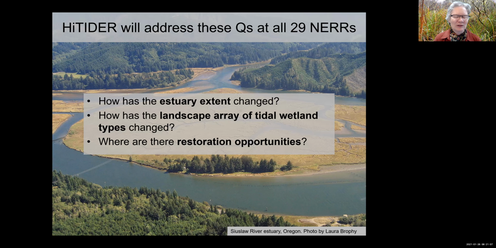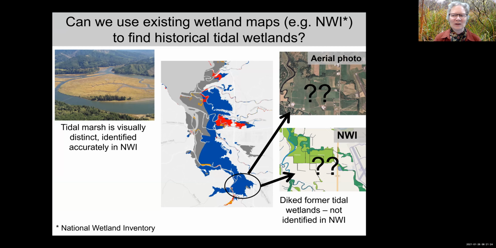We develop this kind of information not from existing data sources, because those that exist are not appropriate to our purposes. For instance, the National Wetland Inventory, which is a great resource, isn't intended to answer the question of where wetlands were historically. So for instance, the NWI is really good at identifying tidal marsh. It's visually distinct. But when you get into a highly altered agricultural landscape like this south part of Tillamook Bay, the NWI can't answer our questions about where tidal wetlands were historically.